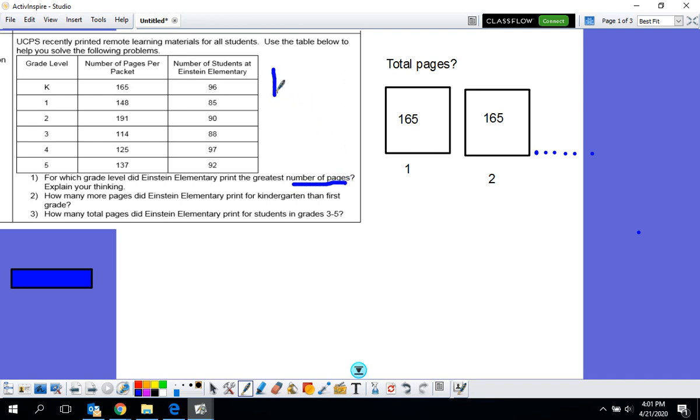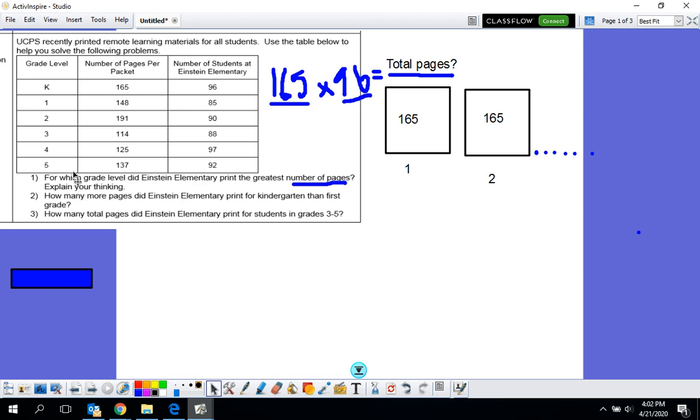96 students. That makes me think, to find kindergarten's number of pages, I need to do 165 times 96. Because this is the number of pages in the packet, and this is the number of packets because it's per student. And so that great number will tell me the total pages.